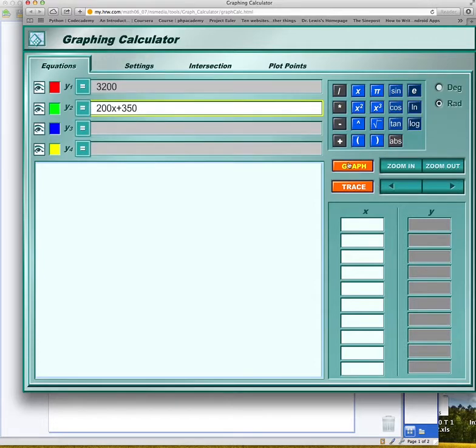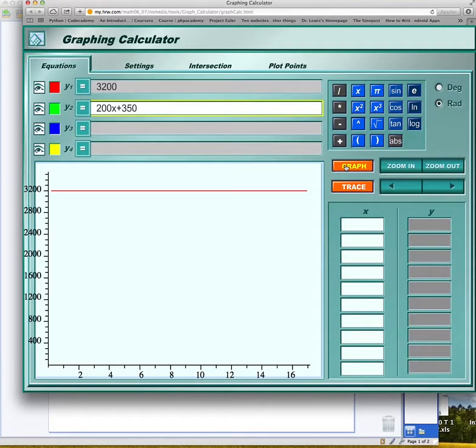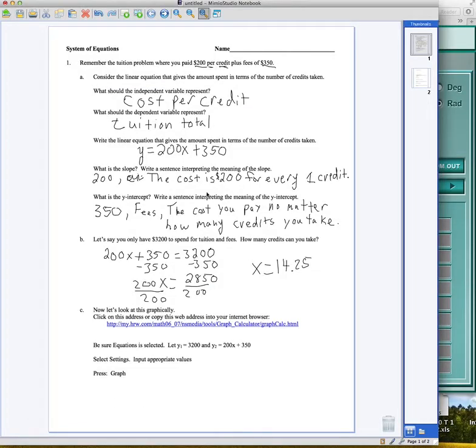I can go back here and go graph. And there's my 2 lines. It makes a table for me, my credits, and you can see that over here, 14.25, it crosses up here. So there's one line, the red one matches the red, the green matches the green. So there they go. There they cross. So that was that one.